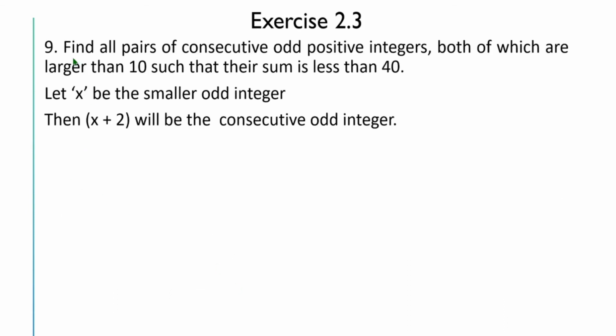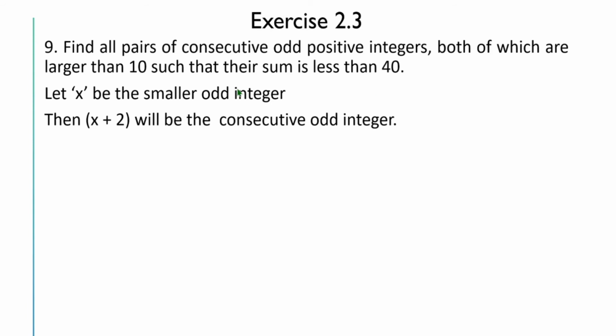Next question. Find all pairs of consecutive odd positive integers, both of which are larger than 10, such that their sum is less than 40. So we have to find all pairs of consecutive odd positive integers, both of which are larger than 10 and their sum should be less than 40. So let us take, let x be the smaller odd integer, then x plus 2 will be the consecutive odd integer.